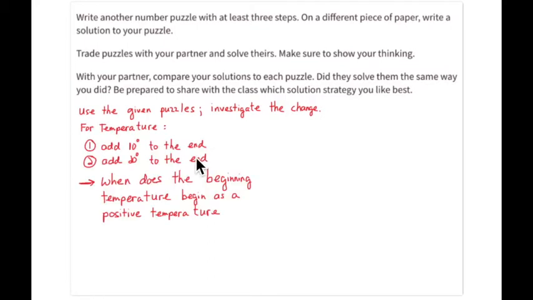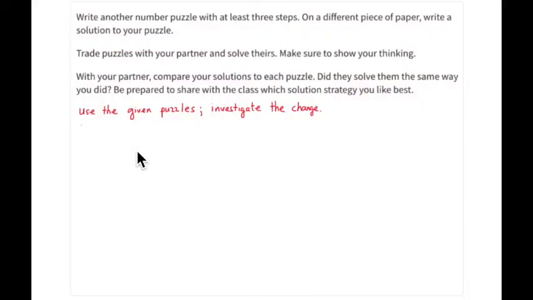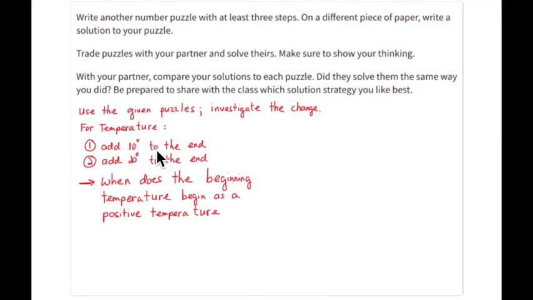For the temperature puzzle, what happens if you just add 10 degrees to the end? What happens if you add 20 degrees to the end? So work your way backwards and see what the starting temperature is, given that the ending temperature would now be 26 degrees or 36 degrees, if you add 10 or if you add 20 to the 16 degrees.